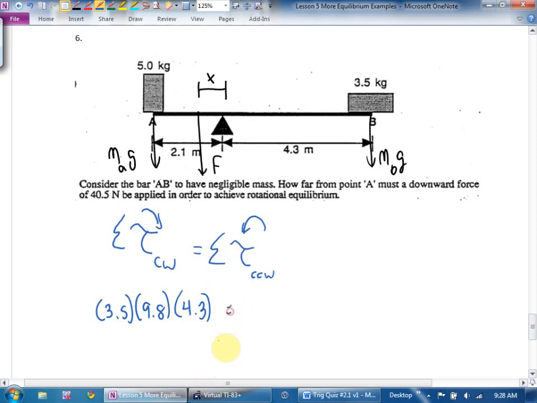counterclockwise. By the way, I skipped a step. Normally I write the variables, but I can tell you guys, you're tired, it's been a long class, so I stuck the numbers in right away as well. Is that okay? I would never do this on a test. I'd always show the extra work because you don't want to make a sloppy mistake.